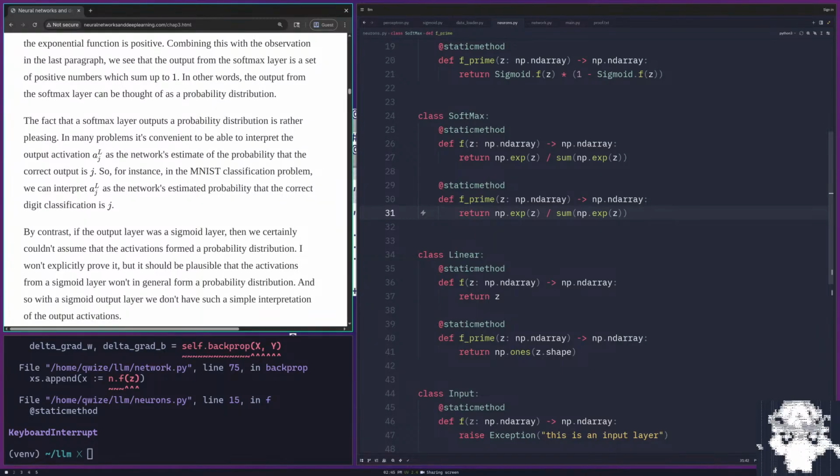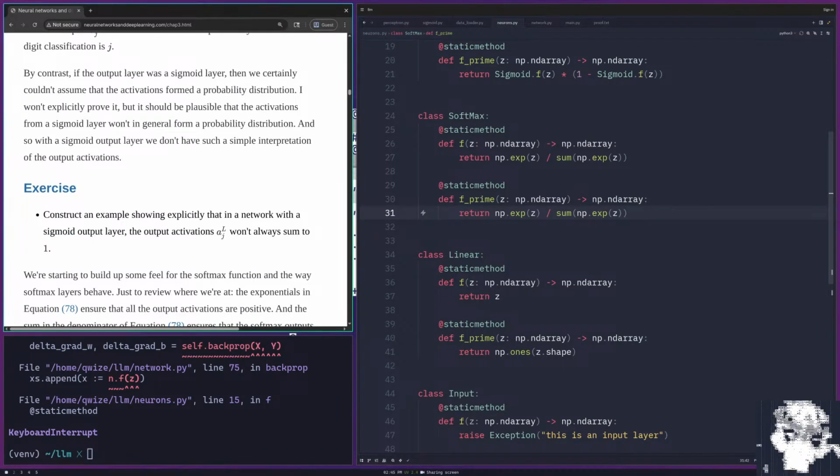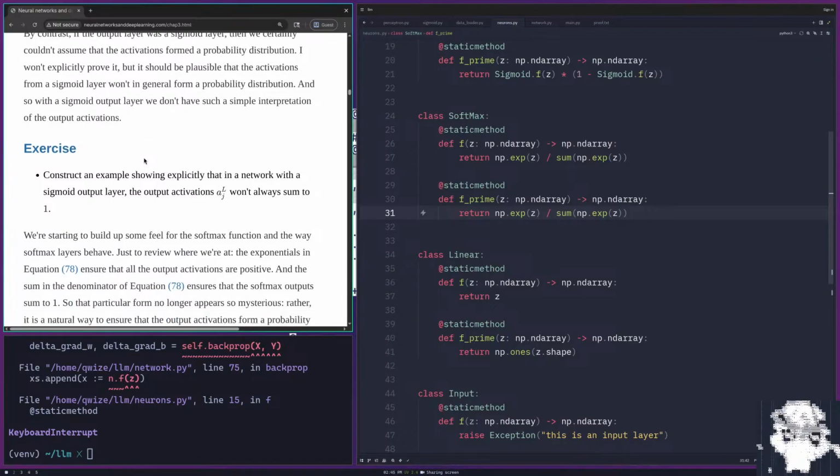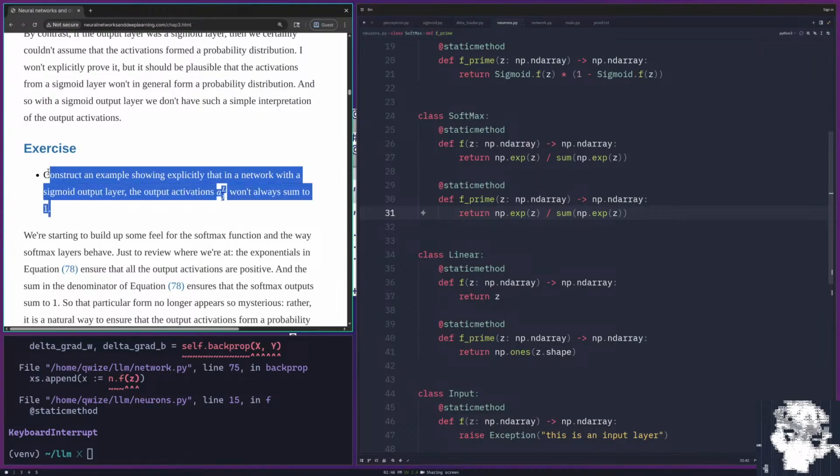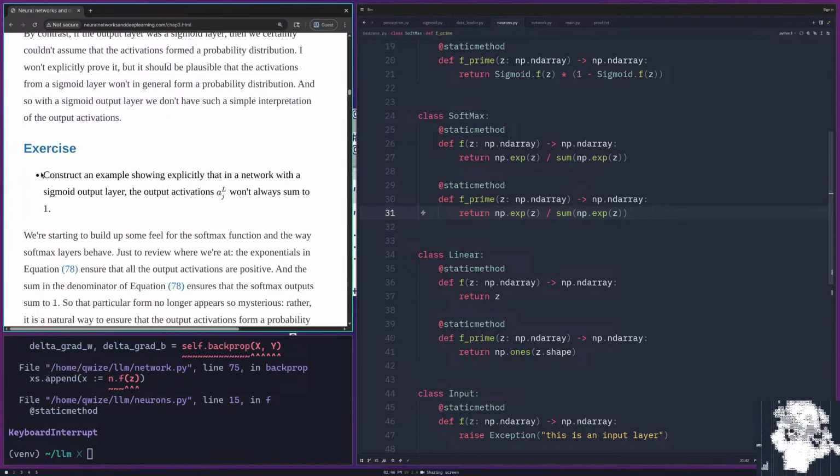By contrast, if the output layer was a sigmoid layer, then we certainly couldn't assume that the activations formed a probability distribution. I won't explicitly prove it, but it should be plausible that activations from a sigmoid layer won't in general form a probability distribution. And so with a sigmoid output layer, we don't have such a simple interpretation of the output activations. Exercise could show that this last statement is true. I don't want to do this exercise. It seems obvious. It's like, why would it, basically? And also, we've seen examples before where it wasn't.